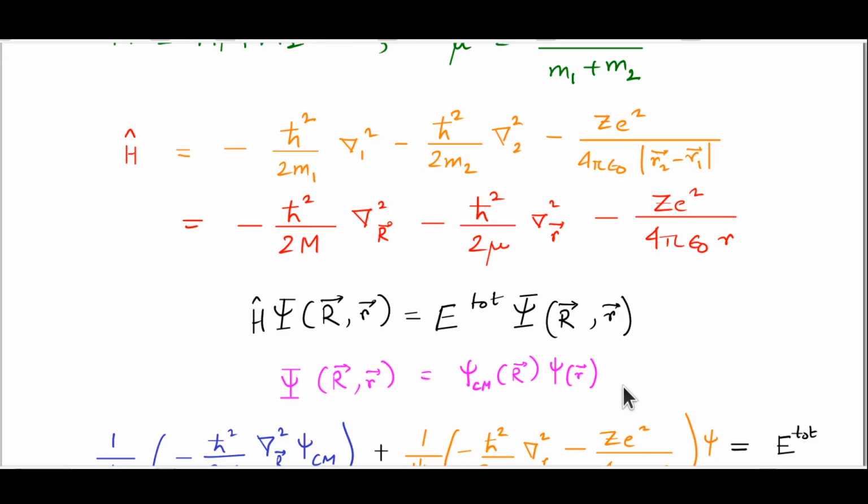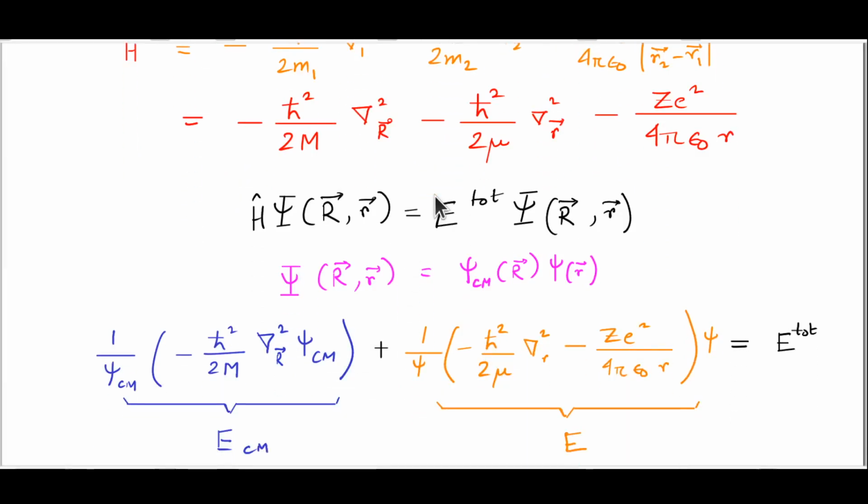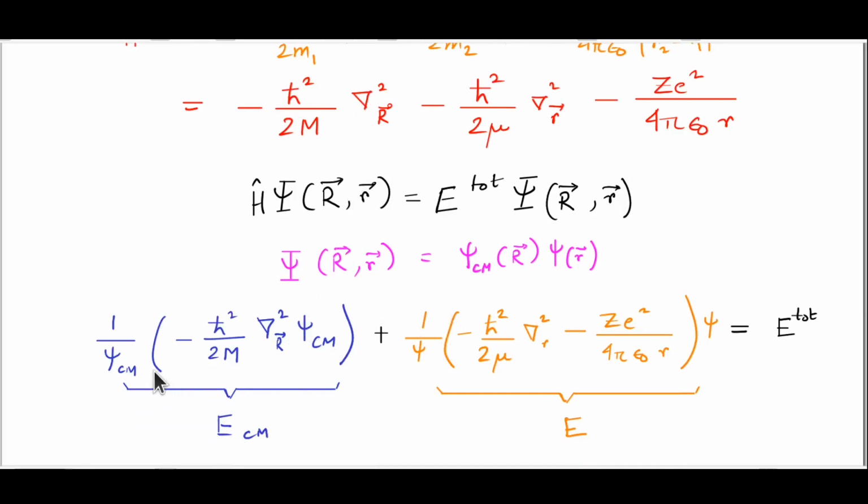It is rather trivial to see that this is going to cause the Schrödinger equation for the composite system to split into two equations. The separation in this case is rather trivial, and what you are going to end up with is a sum of two terms like this, one which involves only the center of mass coordinates and another which involves only the relative coordinates. Of course, what this is going to tell us is that both pieces are constants, and these two constants add up to the total energy E total. Then, of course, they are energies in their own right, and we label them ECM for the center of mass energy and E for the relative energy respectively.